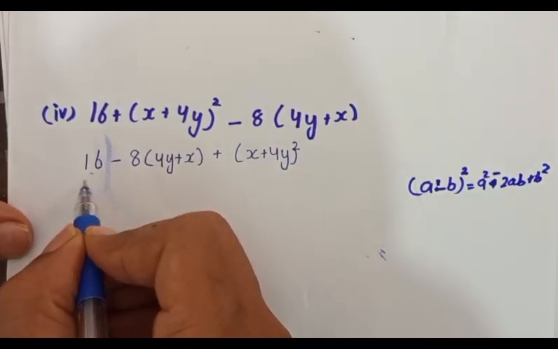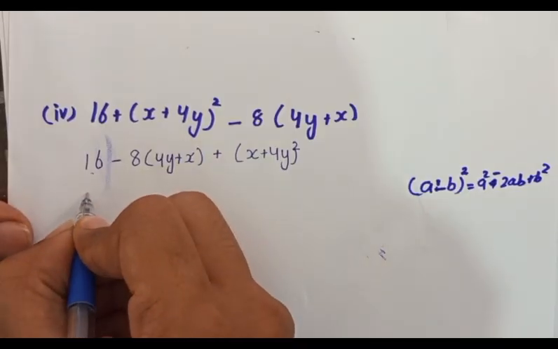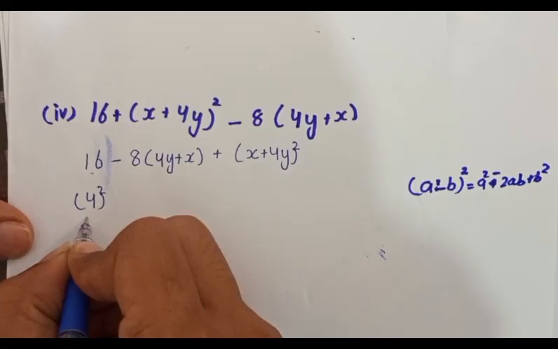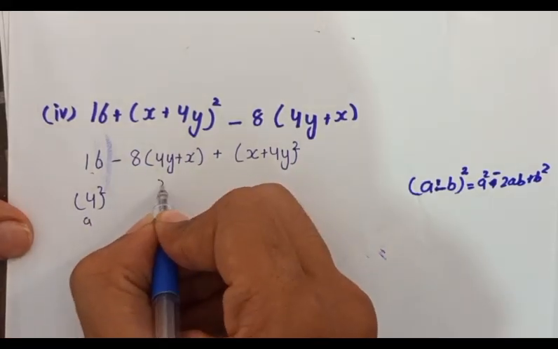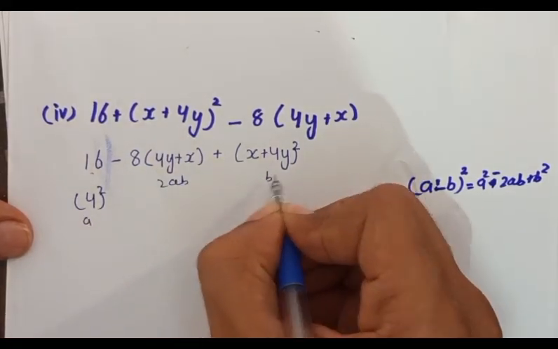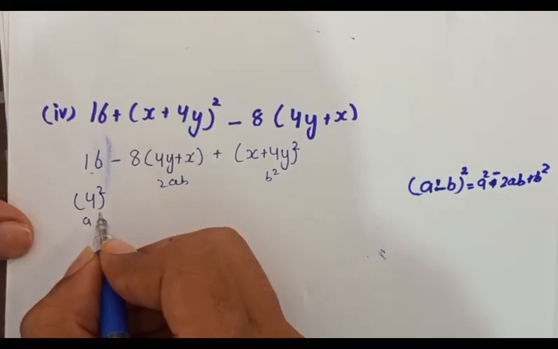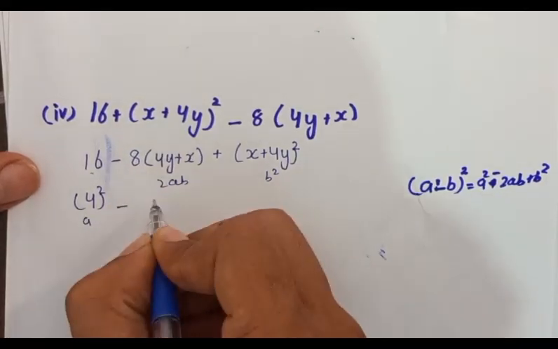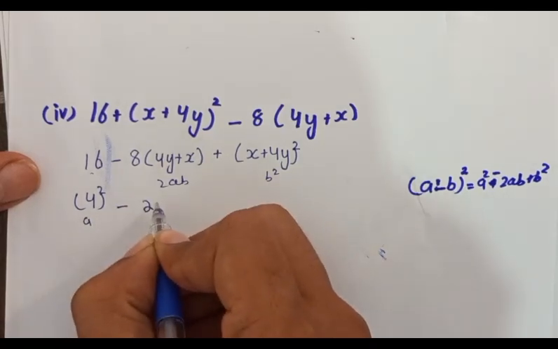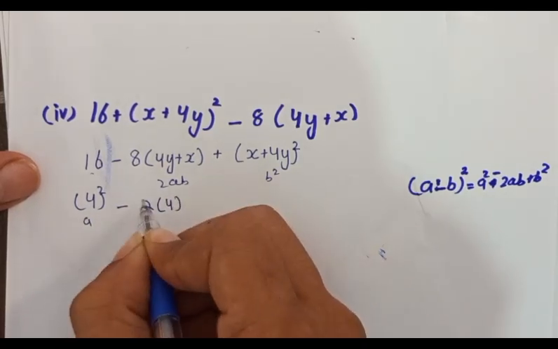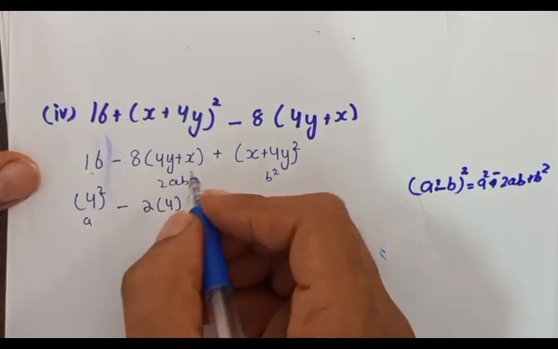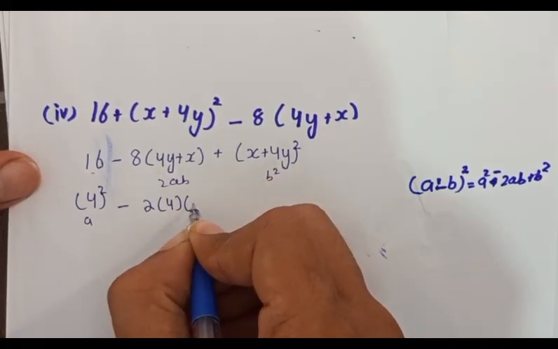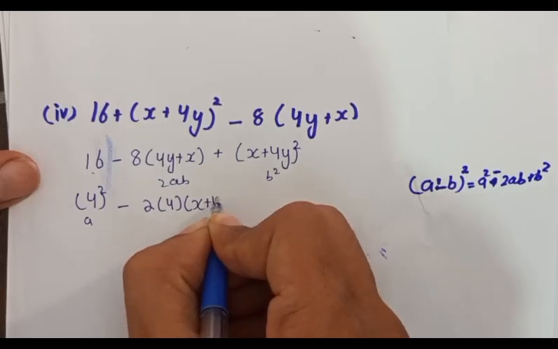Consider this 16 is there, so it is the perfect square of 4. This is 4 square. Suppose this is a, this is 2ab, and this is b square. So 4 square minus 2 is there. What is my a? A is my 4. 2 multiply 4 equals 8. What is my b? So b is x plus 4y.